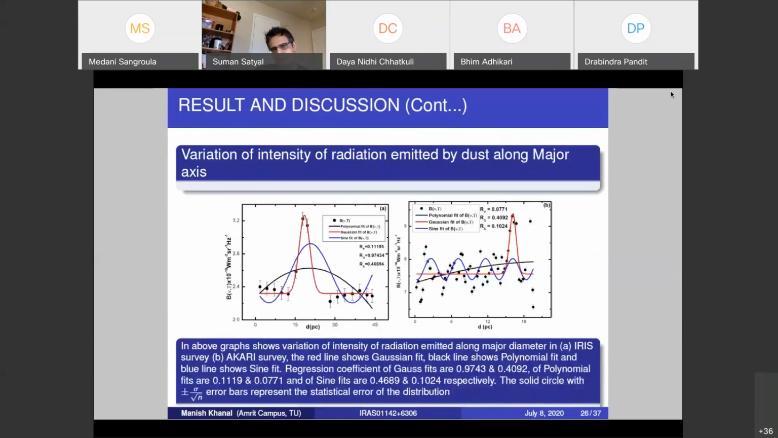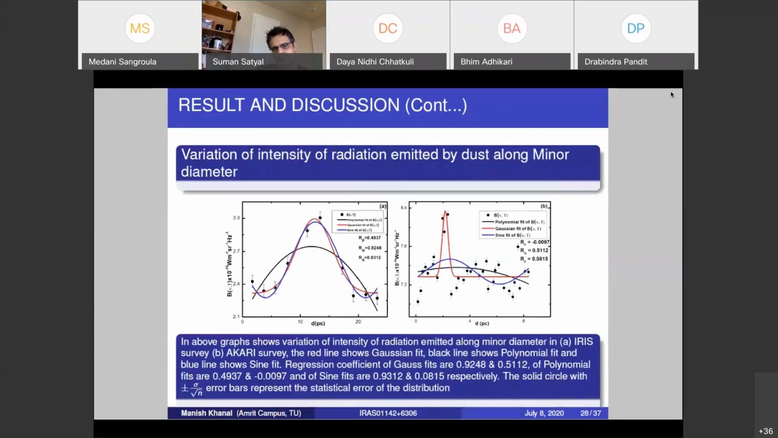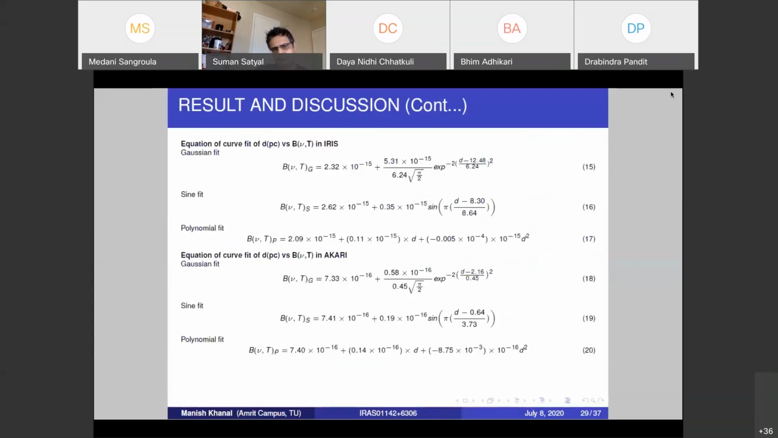In addition, we have studied the variation of Planck's function, or say intensity of radiation, along the major diameter or extension and minor diameter or compression of the cavity. In both surveys, B_nu(T) is dependent on the distance in extension and compression. Here is the relation between B_nu(T) and distance for all graph fitting in major diameter. This graph is the study of variation of intensity of radiation emitted by dust along compression. In all the studies of variation of intensity of radiation, we found that Gaussian fit has comparatively higher regression coefficient. This equation also shows the relation between B_nu(T) and distance for fitting diameter.